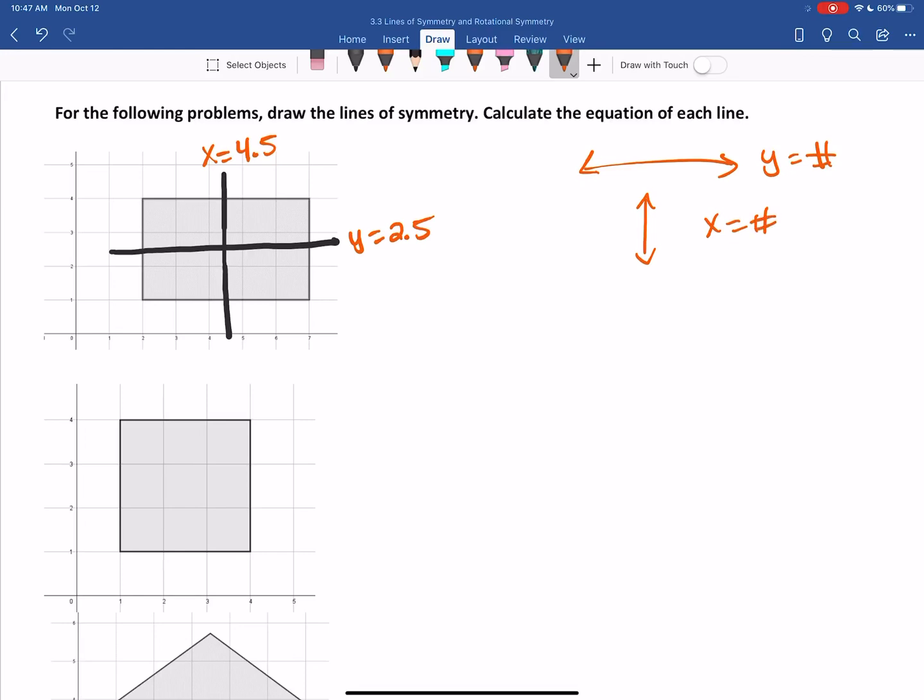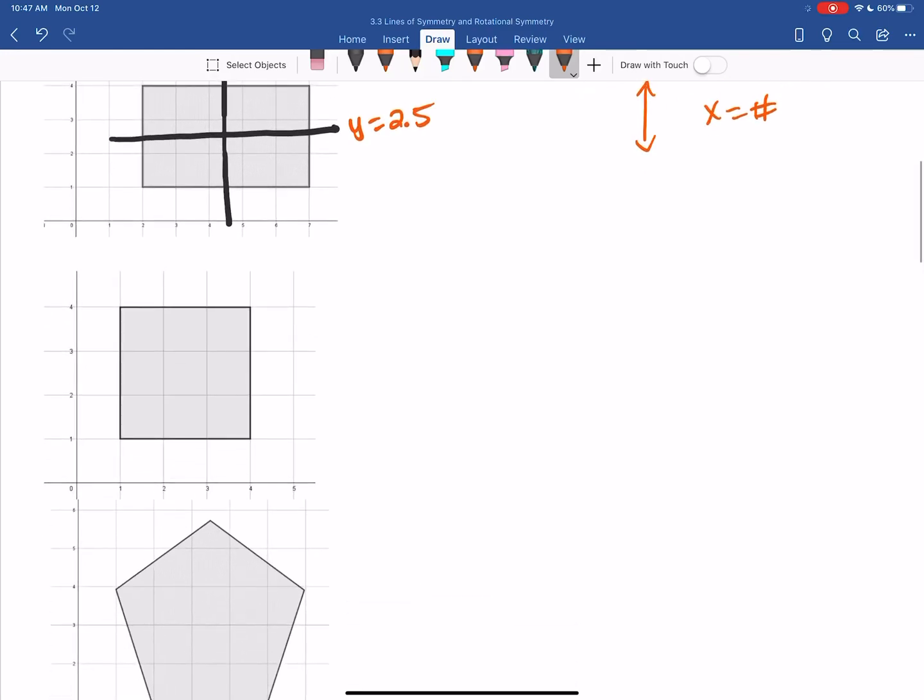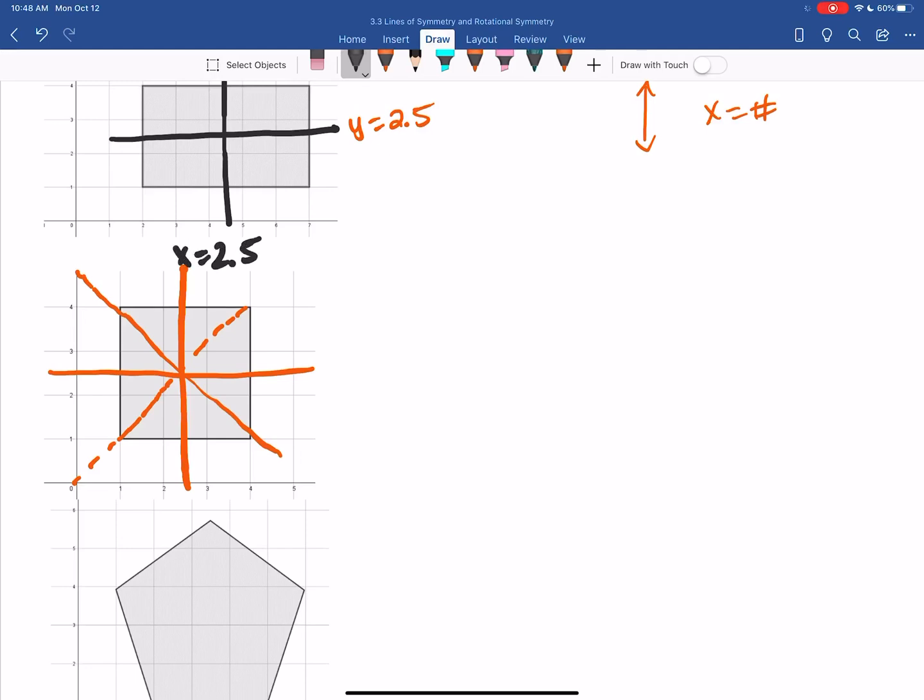Okay, moving on from here, we have a square. Your square has 4 lines of symmetry: the vertical line, the horizontal line, and also your 2 diagonals. We've got to write the equation of the line for each of those. So for this one, this would be x equals 2.5. This one would be y equals 2.5.